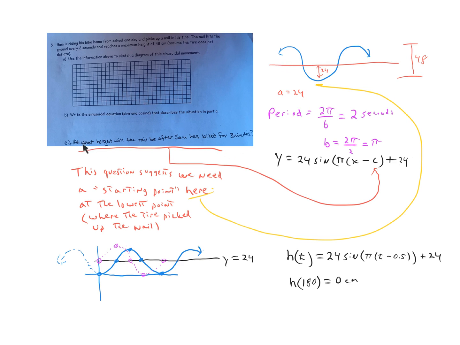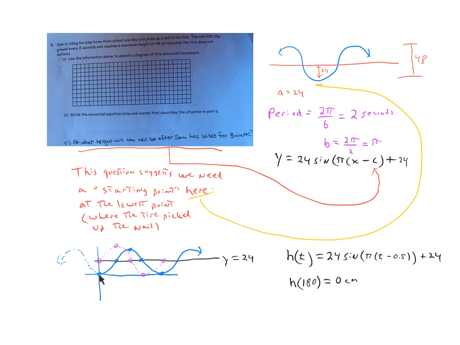I think we have to assume right here in part C, at what height will the nail be after he has biked for 3 minutes. So I think we're going to assume it starts on the ground, picks up the nail, and then continues the cycle thus. So the question is, what about this minus c?